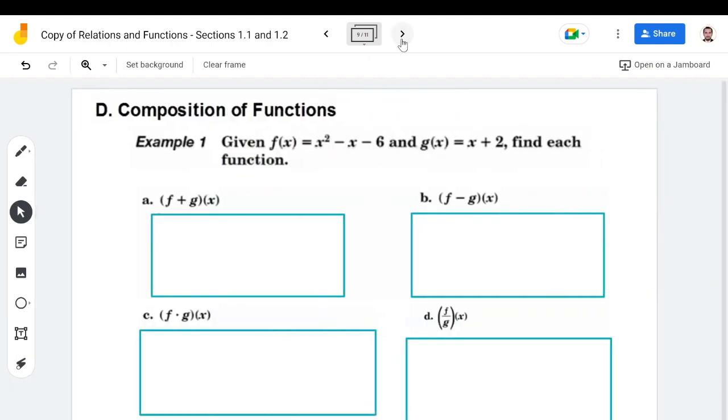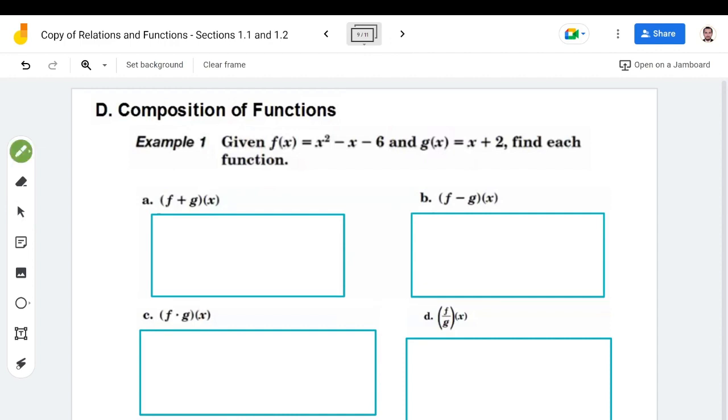Okay, good. Now, as you can see, we have some different examples that we need to understand. I will solve these two, and I will give you these two to solve by yourself. So as you can see here, f plus g of x. What does that mean? How can we solve this?